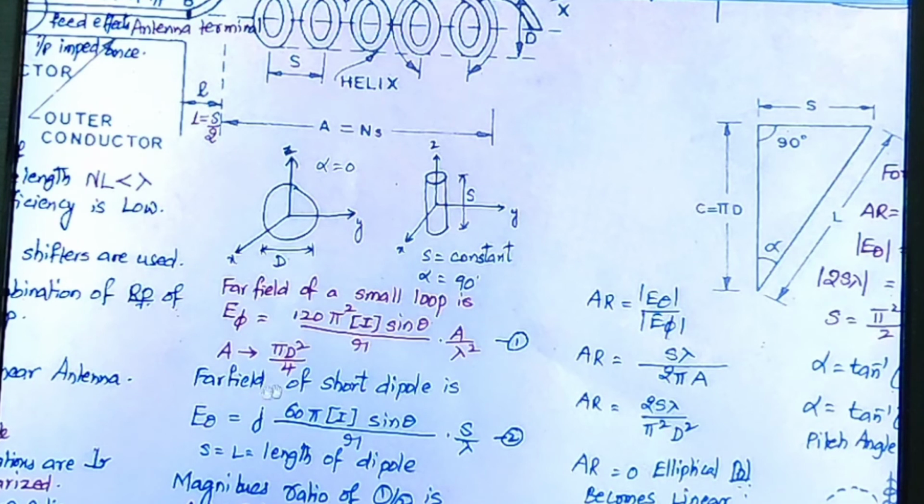Now, the far field of a short dipole moves in the theta direction, the theta component, E theta is equal to j. Since they are perpendicular to each other, one goes in one direction and another goes in another direction. Therefore, E theta equals j 60 pi I sin theta divided by R, times S by lambda. Second equation. This is the field strength of a loop antenna. This is the field strength of a dipole antenna.